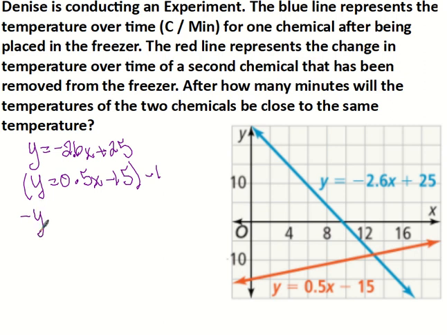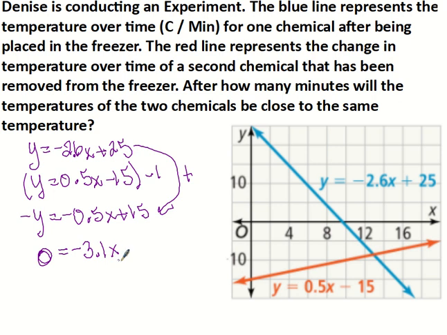And so I'm going to get negative y equals negative 1/2 x plus 15. And then I can add these two. Well, y plus negative y cancels. So we're going to actually put a 0 out this time. We haven't been putting the 0, but I want to show you that it works. All right, negative 2.6x plus a half, negative 1/2 would get us negative 3.1x. Right, Gio? Yep. Okay. And then 25 plus 15 gets us plus 40.